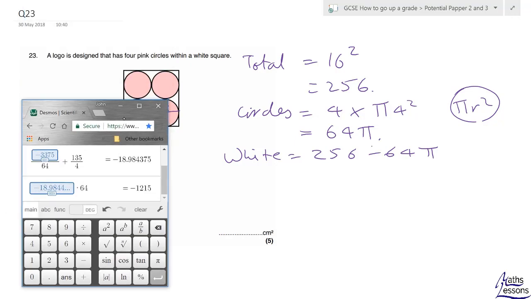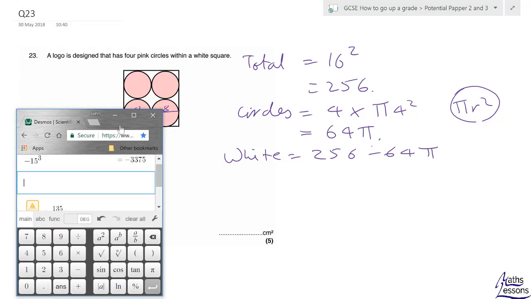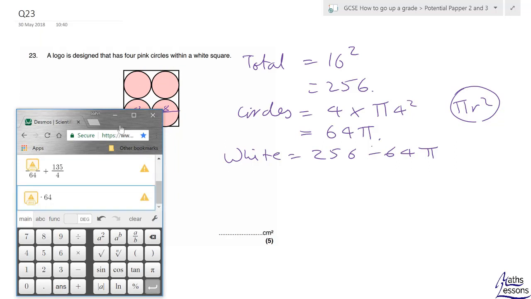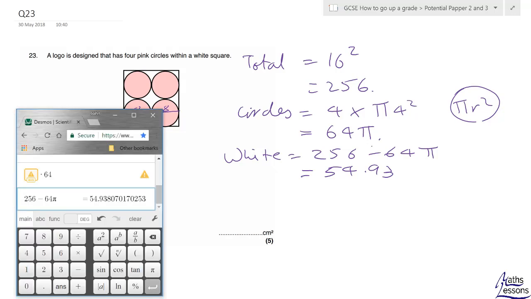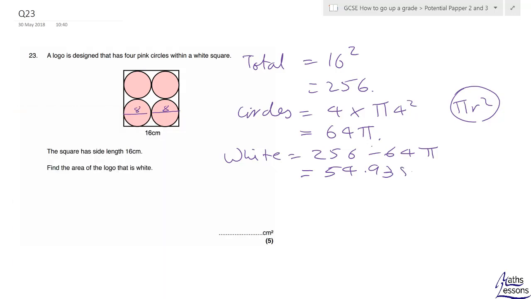I'm just trying to see what the accuracy was. There was no degree of accuracy given, so let's set myself a new line. Right, 256 minus 64 pi. That gives us 54.93, so on. 54.93, let's just get the next figure, 3, 8, and so on.